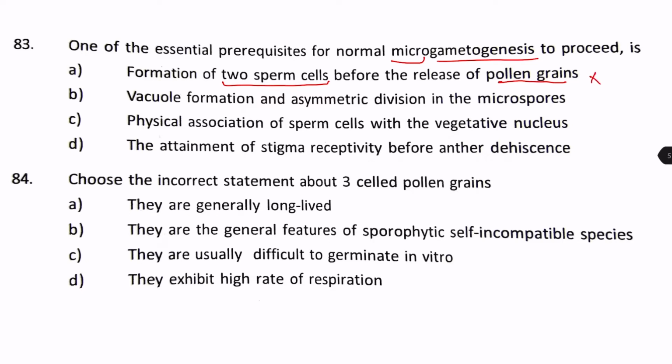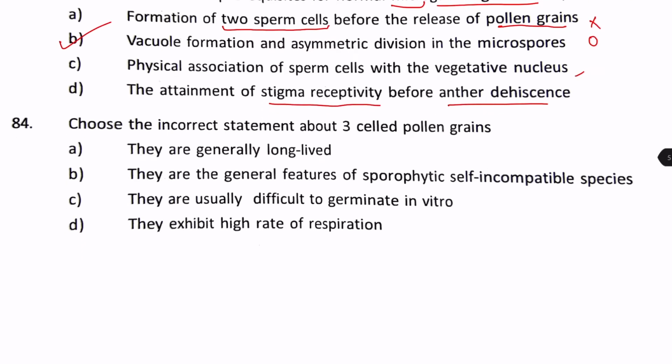Next, vacuole formation and asymmetric division in the microspores. Well, this is a point which we can consider an essential prerequisite, but let us see the other options. Physical association of the sperm cell with the vegetative nucleus, no, never a requirement. Next is the attachment of the stigma receptivity before anther dehiscence, absolutely not required. So our option is, we can clearly see, B, that is vacuole formation is required, and asymmetric division in the microspores.